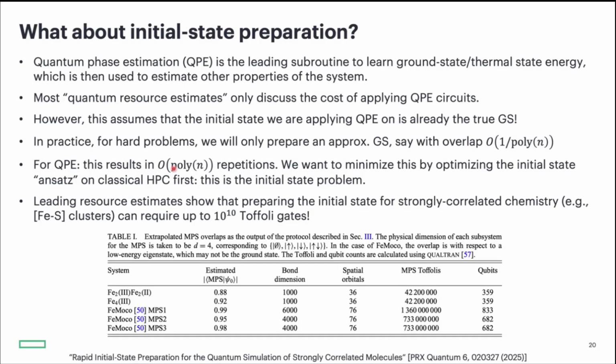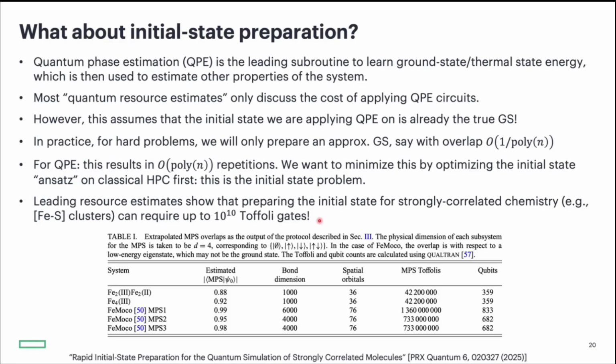And if you try to do this for even small iron sulfur cluster problems, you can show that the cost of preparing these initial states can be as high as 10 to the 10 Toffoli gates. Okay, so this is, for reference, even worse than the actual phase estimation algorithm you may want to do in some cases. So initial state preparation is a non-trivial problem. I don't think we should just hide it under the rug when we do resource estimations, as the community has been doing forever, and we need to be more careful about it.